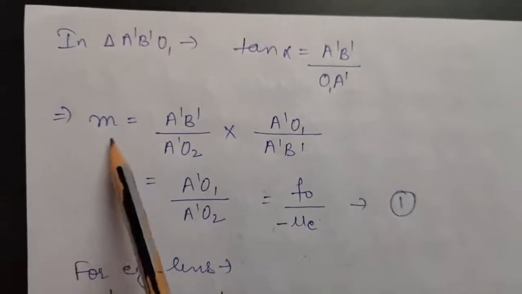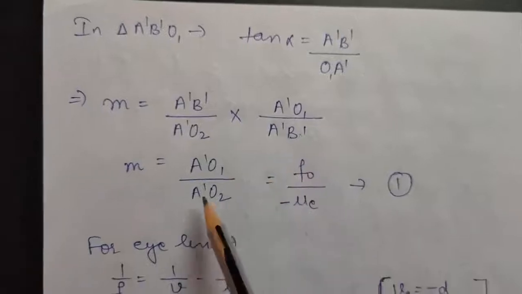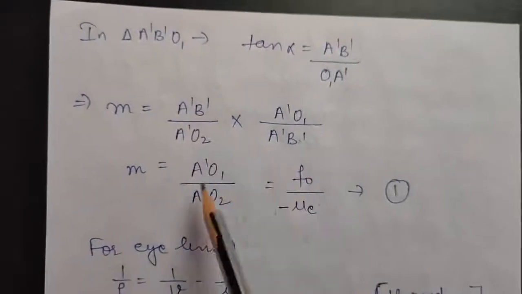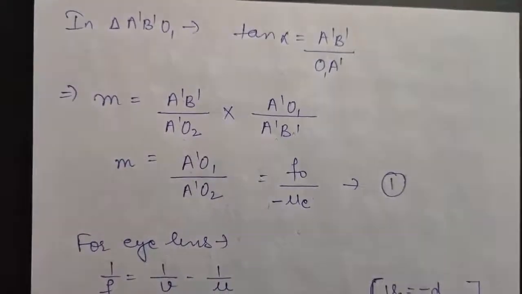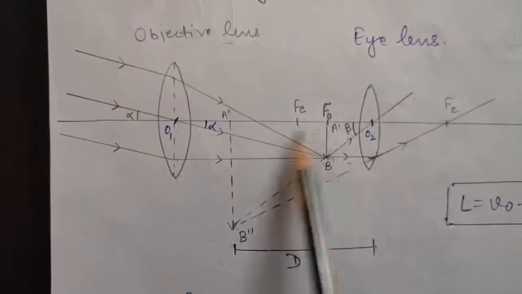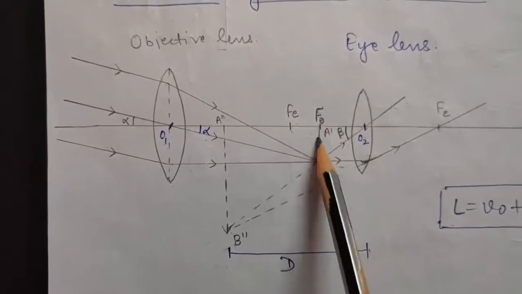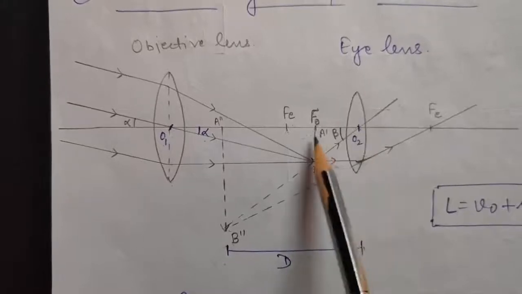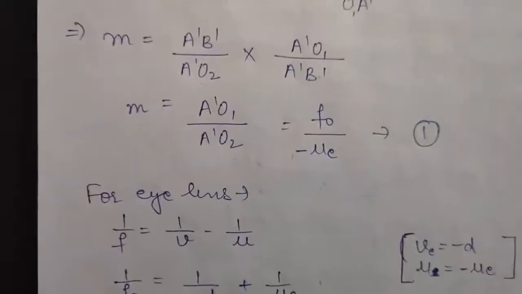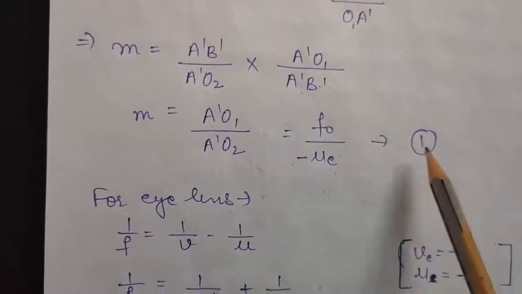Again, to calculate magnification, just divide them. When you divide them, this term will cancel out, so you will get A dash O1 upon A dash O2. Now if you look in the diagram, A dash O1 is nothing but the focal length of the objective lens, and A dash O2 is nothing but UE. So if you take the sign, that will be minus UE. So the magnification has come to be F0 upon minus UE. Mark it first equation.